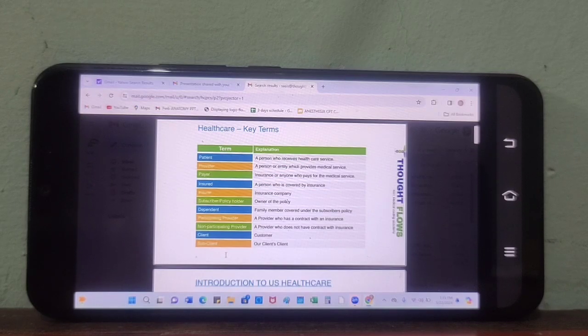Subclient means our client's client. Suppose, for example, a doctor gives a project to V Technology. Who is the customer for V Technology? The doctor. So the doctor is the customer for V Technology.